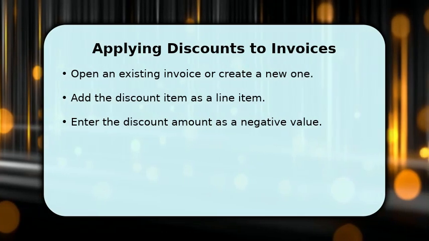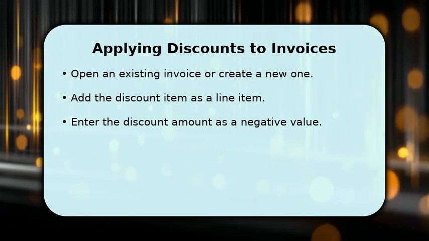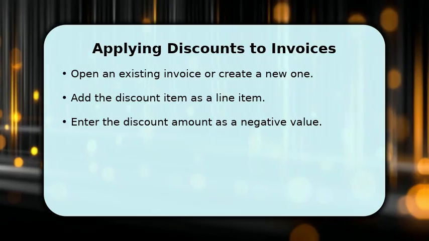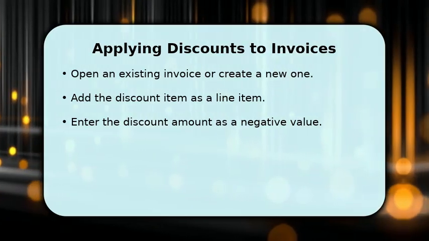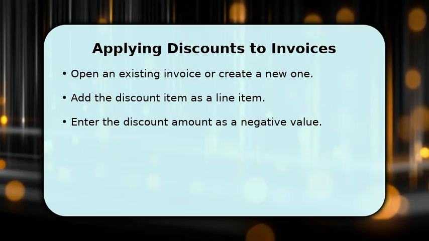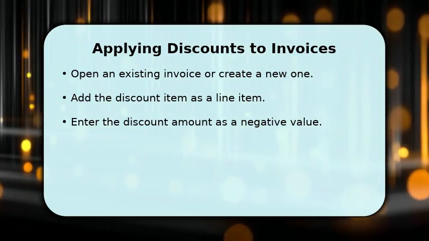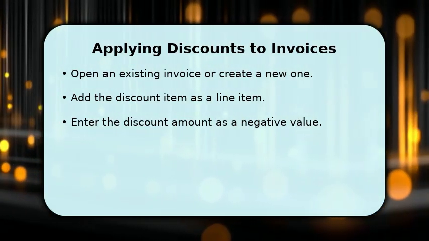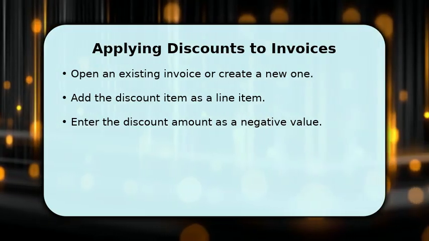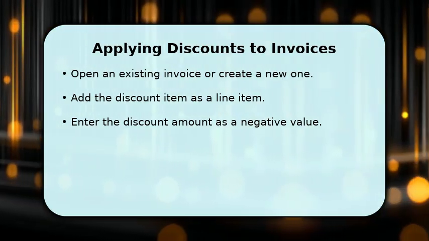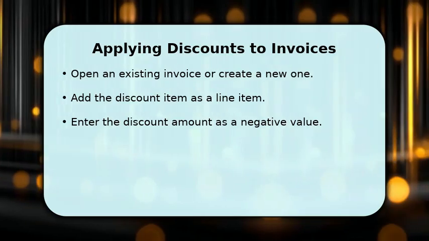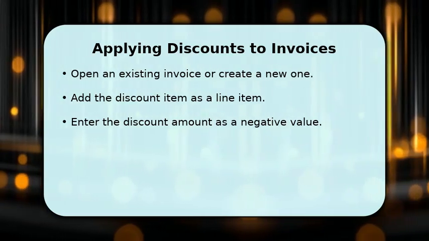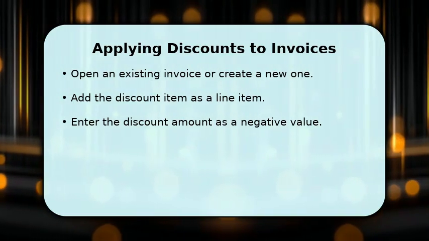Once your discount item is set up, applying it to an invoice is straightforward. Simply open the invoice you wish to modify or create a new one for your client. In the Line Item section, select the discount item you just created. Then, enter the discount amount as a negative number, for example, -$50, to reduce the total. This clearly shows the price reduction to your customer.